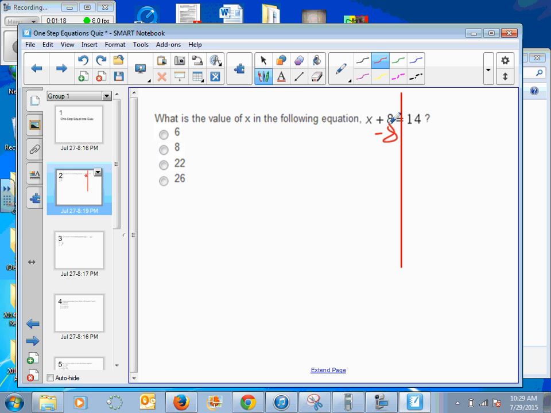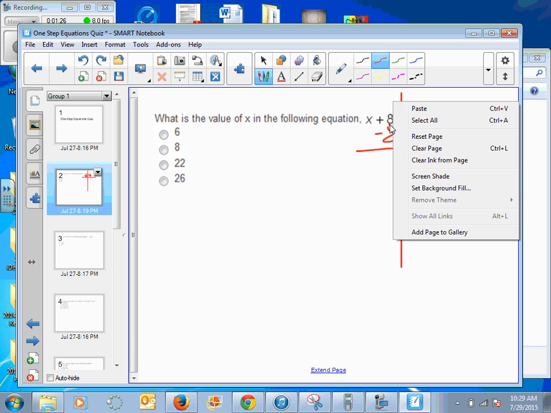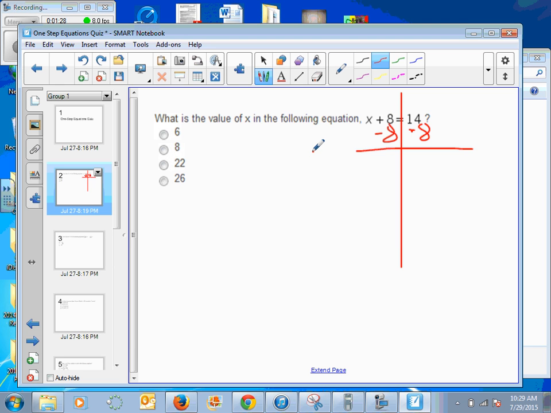So nice that we have that line there, because now we can see both sides. The reason we do the opposites is so that we can get rid of that, because 8 minus 8 is going to be 0, so it's just gone. Bring down your x. 14 minus 8, x is equal to 6.